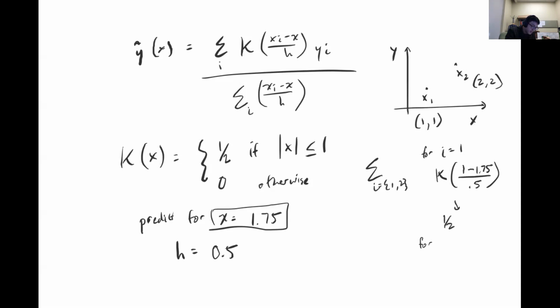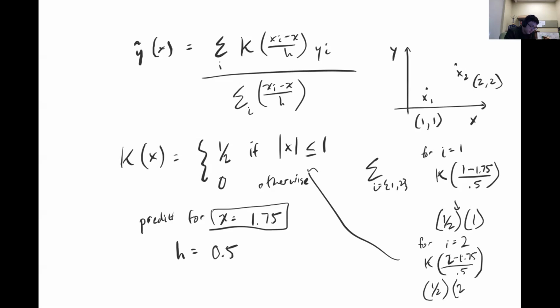Then it's 1/2 times my y1, which is 1. For i equals 2, it's K of (2 minus 1.75) divided by 0.5. That's still less than 1, and since we're using the box kernel, it should be 1/2. So it's 1/2 times 2, and then you add that up, use the actual values down here and divide, and you'll predict some value of y. Does that make sense? Yeah, this is just describing this kernel function here.